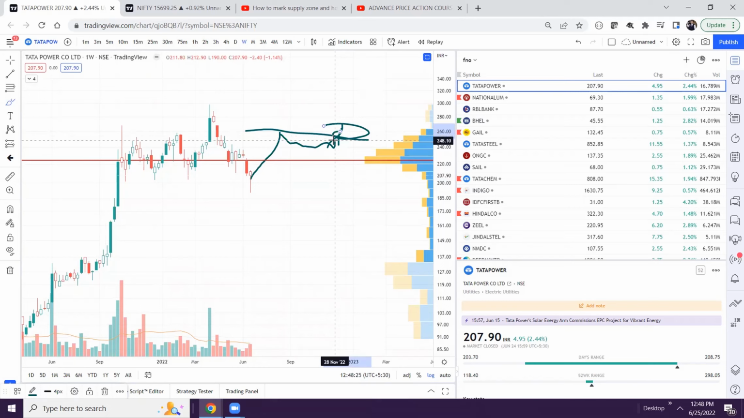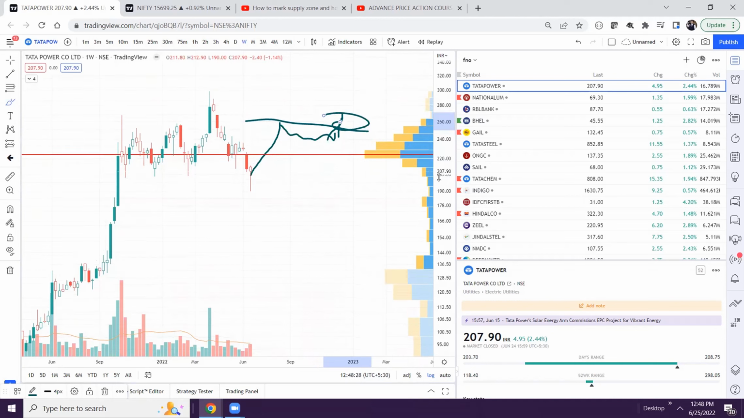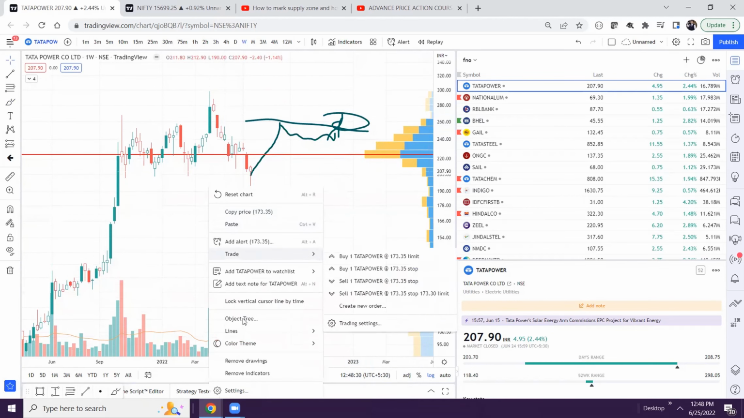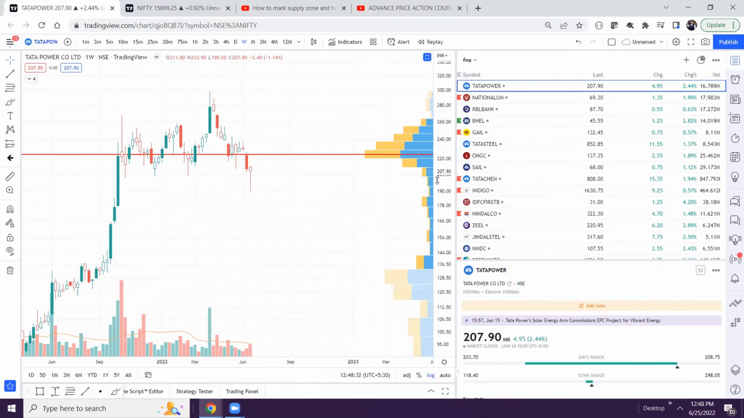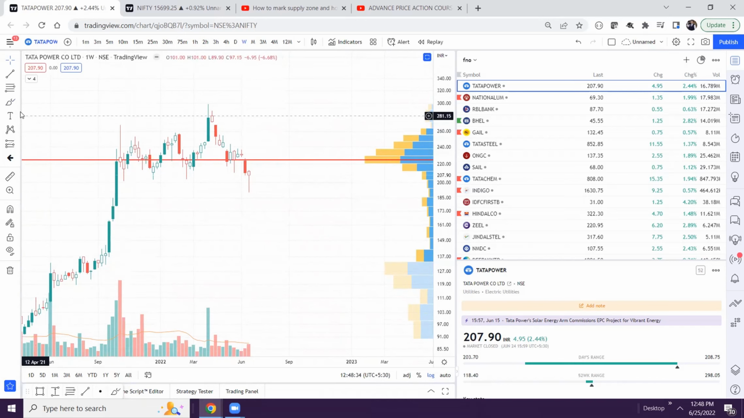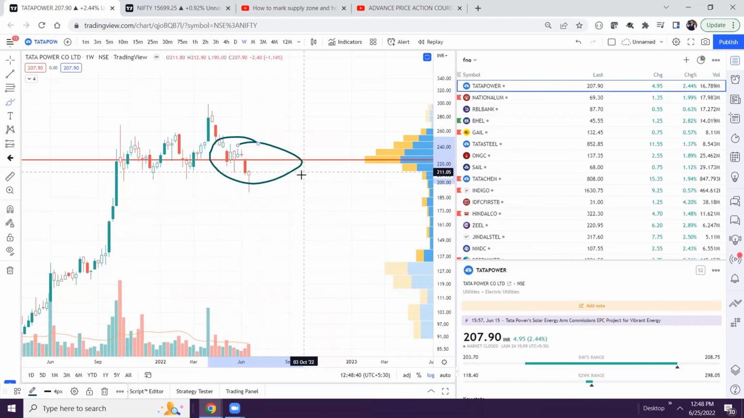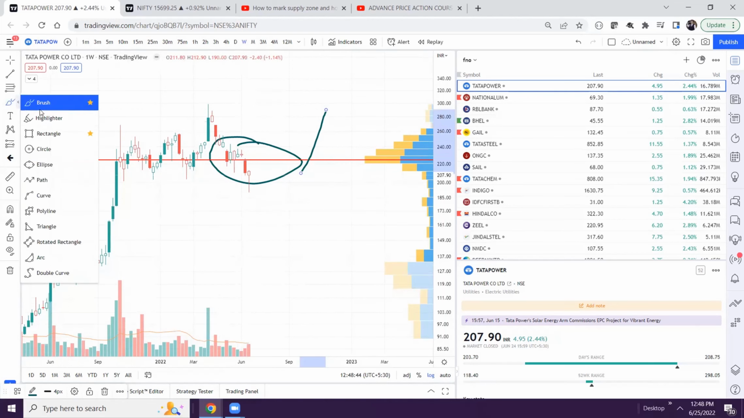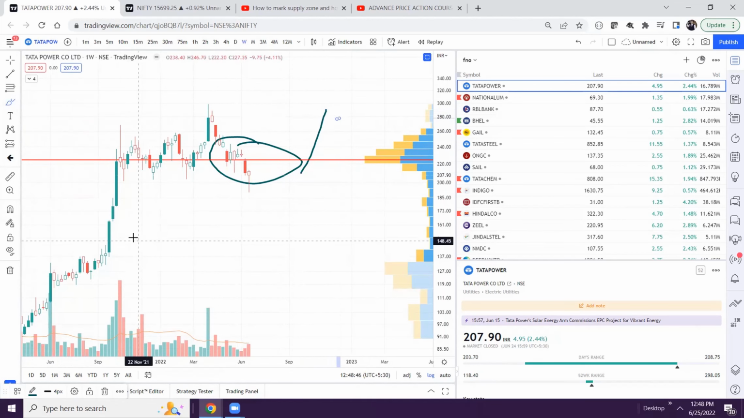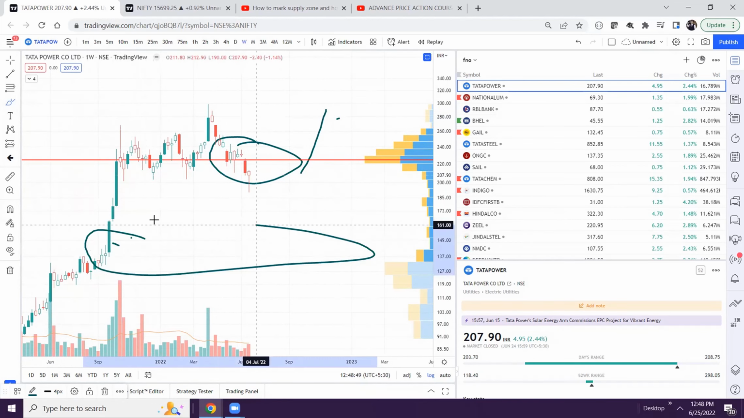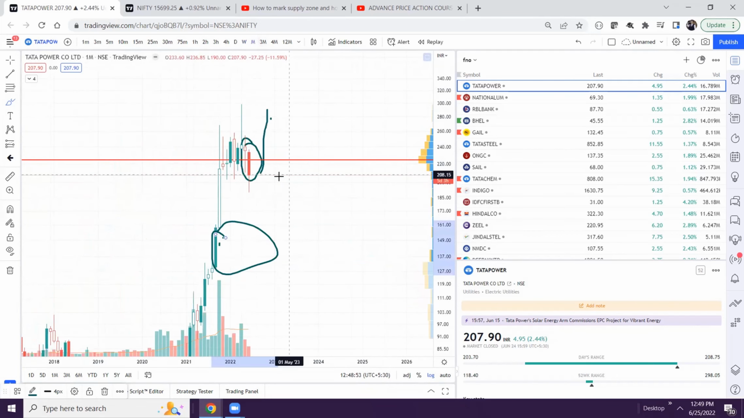On the rally, if it reaches my buy price, should I exit, or should I wait for it to cross the supply zone and average on the upward side? See, that is your personal choice. But if it is clearing a supply zone, that means it has more power to go up. But I don't think that this will happen here. Mostly it will reach here only. And let me show you why.